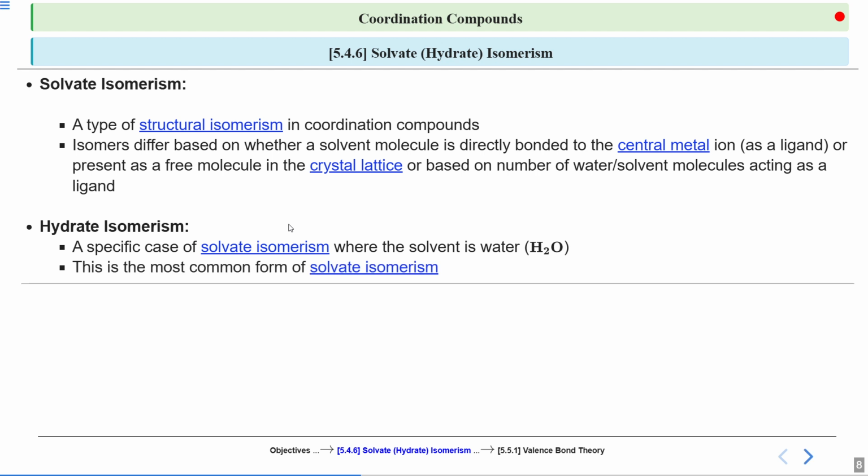This is the most common form of solvate isomerism we observe. That means if you observe solvate isomerism, mostly the solvent molecule is going to be water. So that's why we are calling it solvate hydrate isomerism.